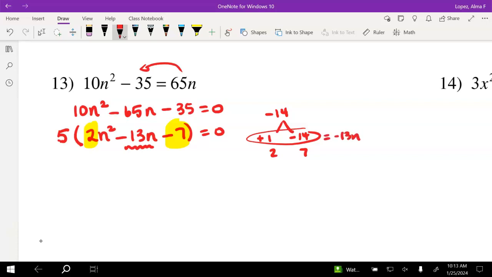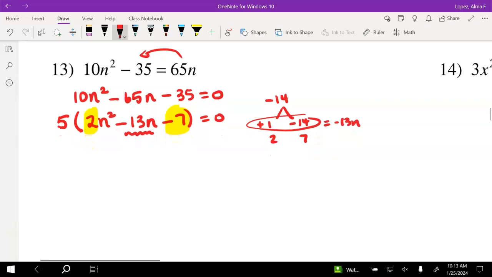With a type 2 quadratic, we are going to have to use grouping. So I'm going to bring the first term down, and I'm going to rewrite the negative 13n using those two numbers, plus 1n minus 14n, and then bring down the constant. When you're doing this method, you're going to factor by grouping. So I group the first two terms together. I group the second two terms together.